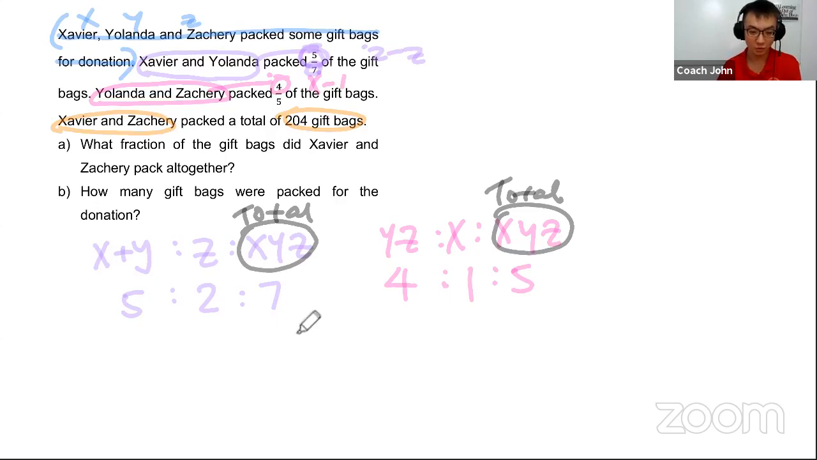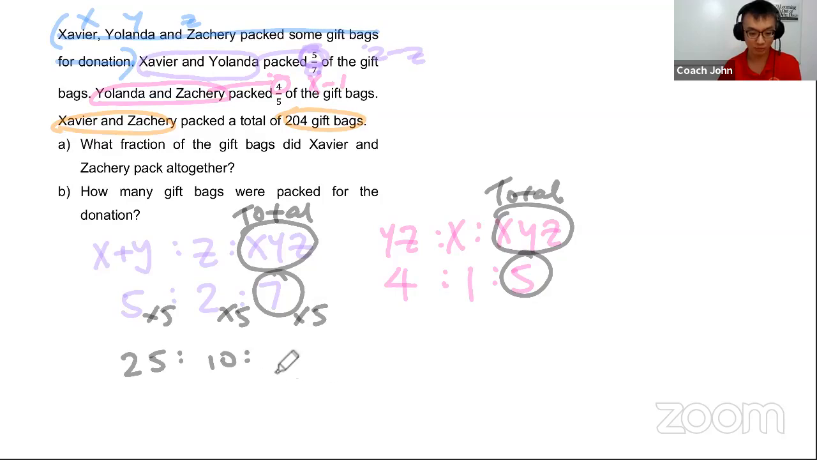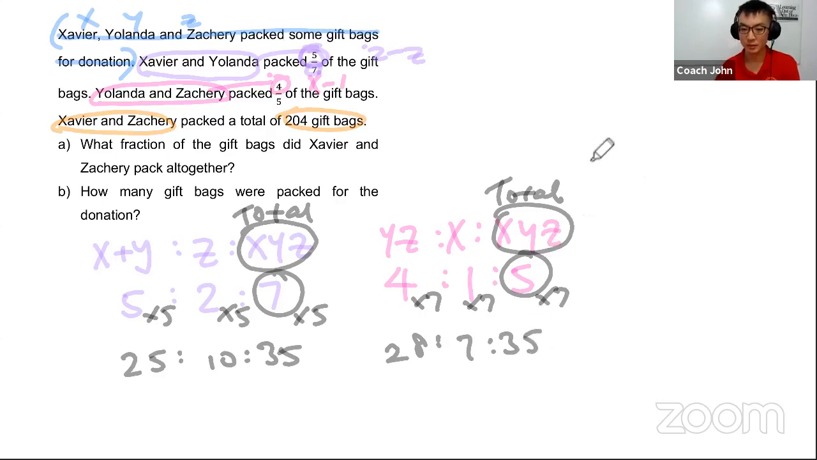So what is the common multiple of 7 and 5? There's 35, right? So you want to make sure that your child is able to do lowest common multiple easily as well. So times 7, times 7, times 7, 28. Then 7, 35.